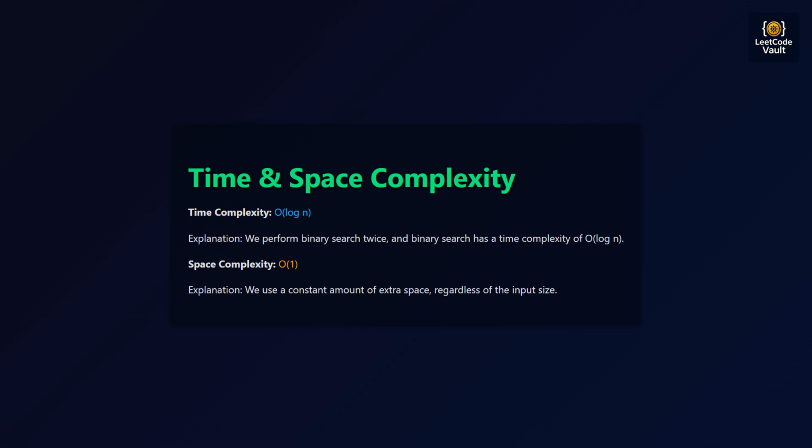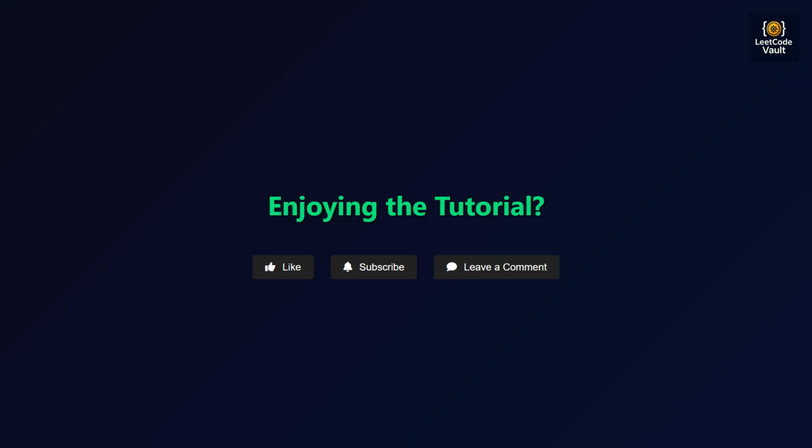Time and space complexity. Now that we've implemented our solution, let's analyze its efficiency. Because we're using binary search, the time complexity for both finding the first and last occurrences is O of log n. Since we performed two binary searches, the overall time complexity remains O of log n. This is a significant improvement over the O of n time complexity of the brute force approach. The space complexity remains O of 1 because we're not using any extra space that scales with the input size. This optimized solution excels in performance, particularly with larger datasets.